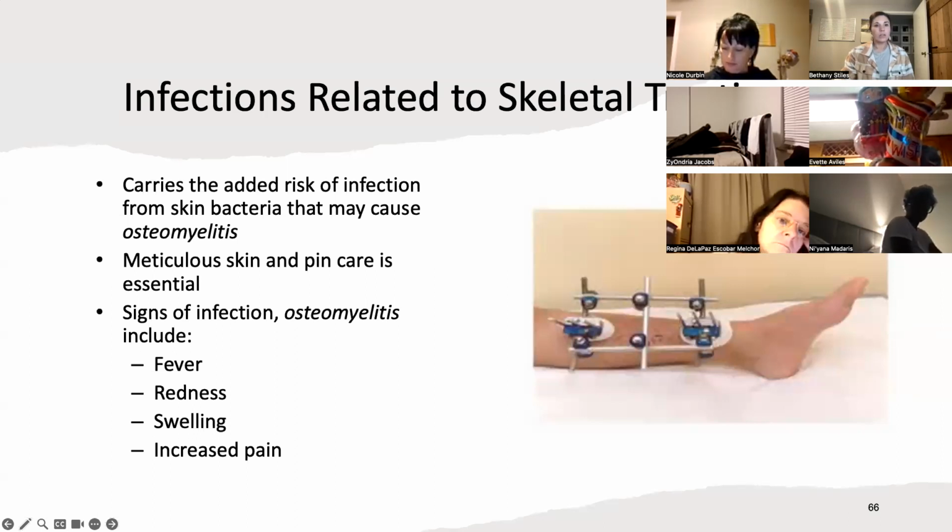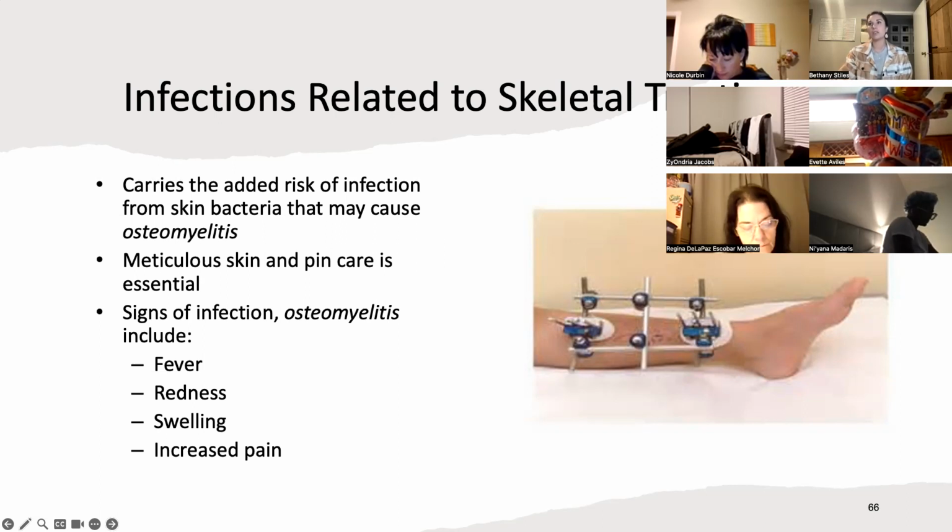So when we do skeletal traction, we have increased risk of infection from any bacteria on the skin being able to creep in through those pin sites and make it into the bone. That's why we harp on meticulous skin and pin care so that we can prevent that osteomyelitis. Some signs of infection or osteomyelitis are going to be fever, redness, swelling, and increased pain.